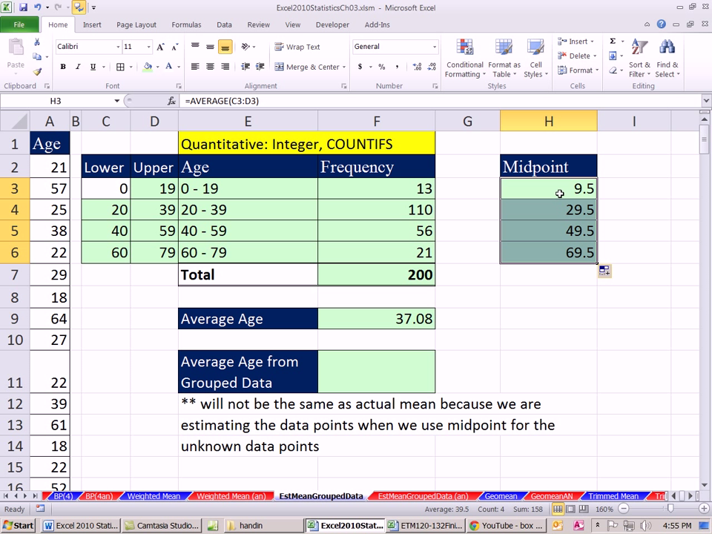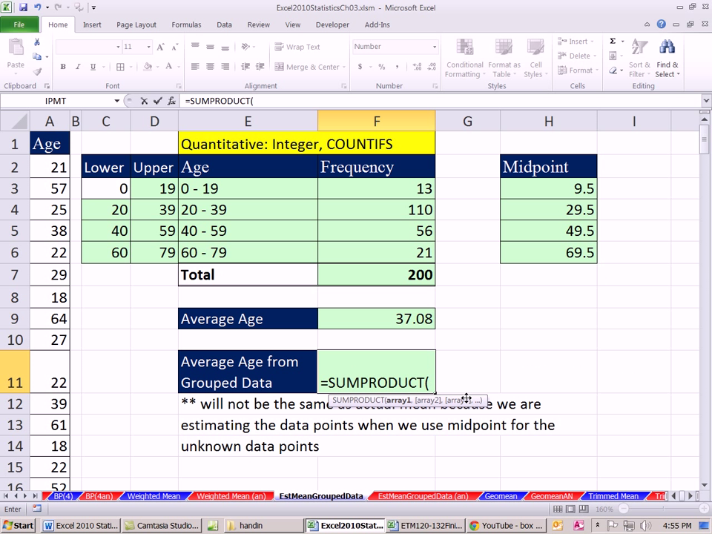All right, so those are the midpoints. Now we have midpoints times all of these right here. And that gives us the total. And then we divide by the count. I'm going to use that same formula we just used a moment ago, SUMPRODUCT. So I'm going to say that column times that column right there. And then divide by the count.